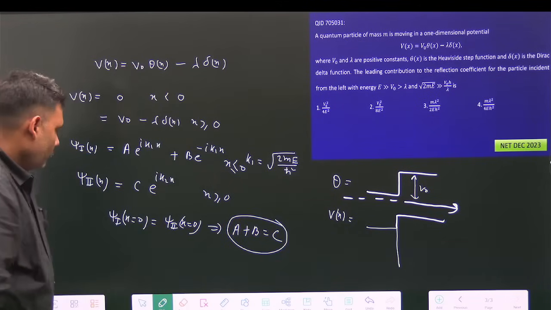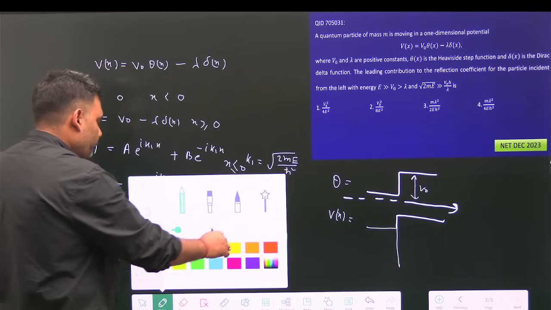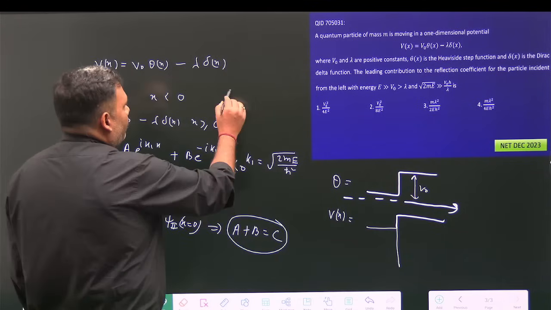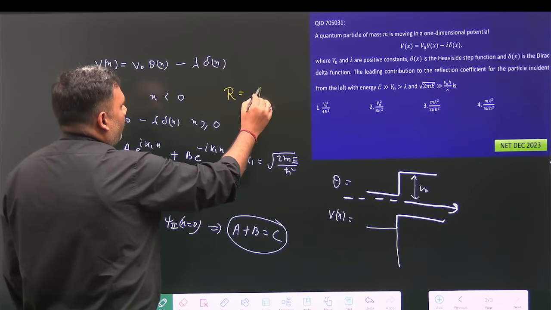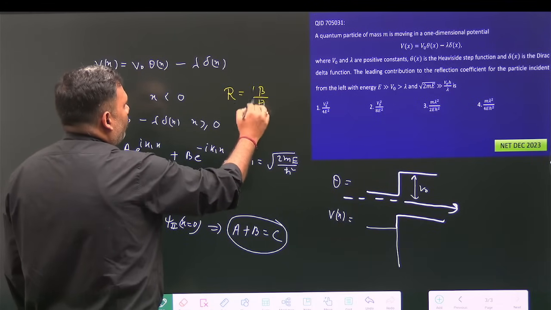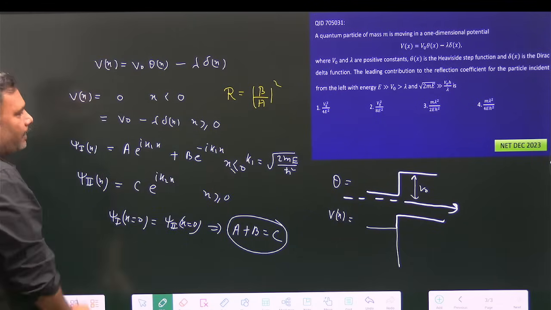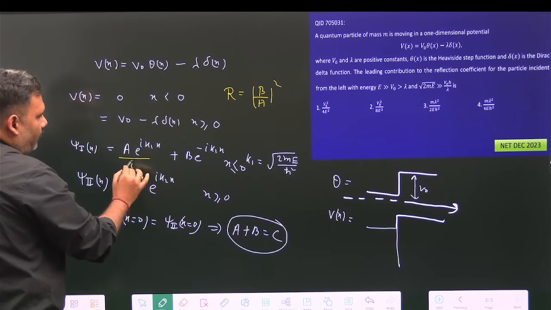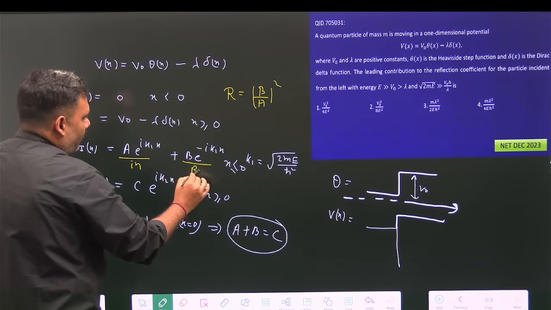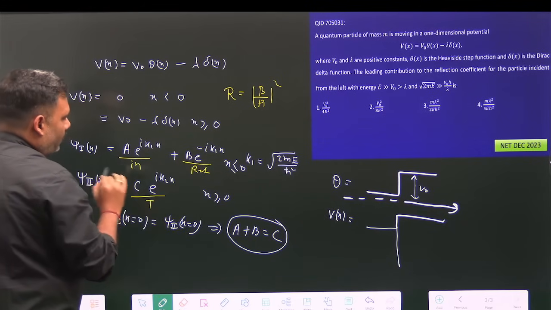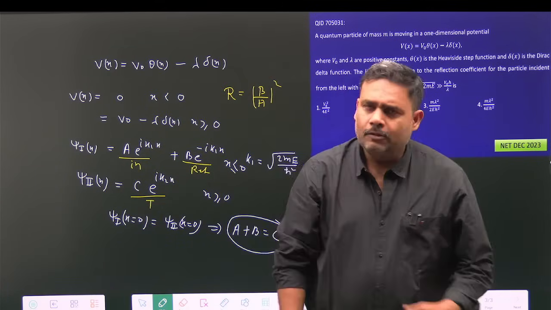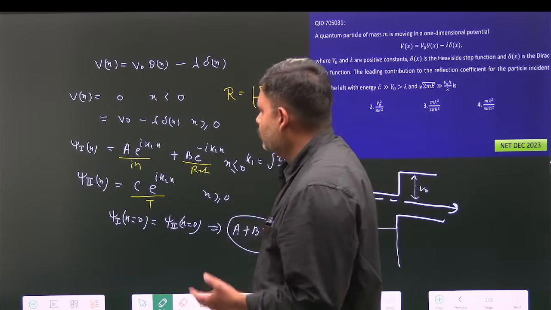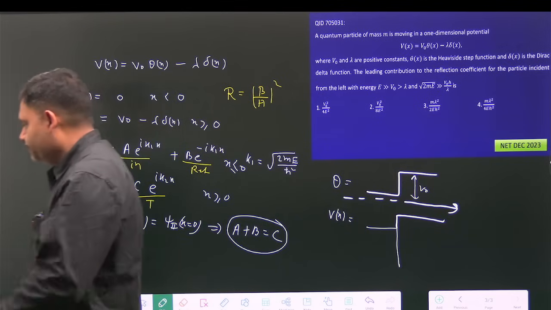And what we have to do is find basically the reflection coefficient. The reflection coefficient is nothing but b by a mod square. What I can assume is that this is my incident wave, this is my reflected wave, and this is the transmitted wave. And the whole region is a classically allowed region, so that is why we have this type of solution, which is oscillatory in nature.